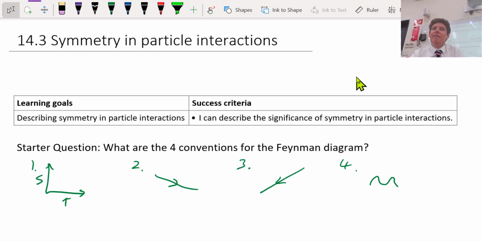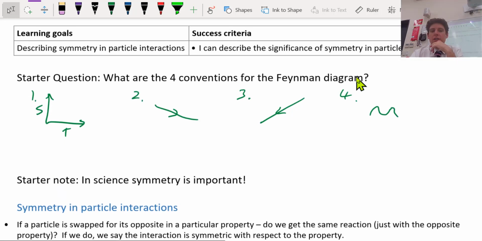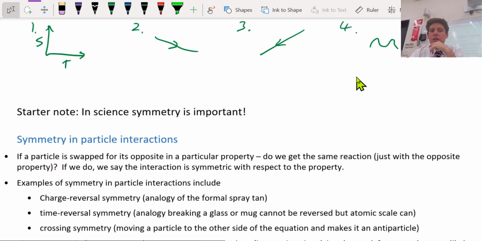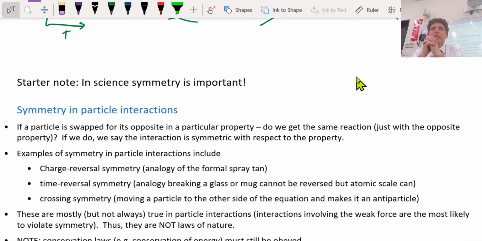Today we're describing the significance of particle interaction symmetry. So at the atomic level, we have a particle colliding with another particle, or interacting with another particle, I should say. So the question is, do we get the same reaction if we swap things around?